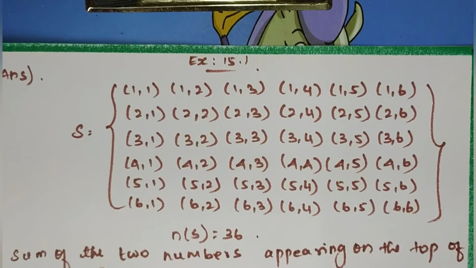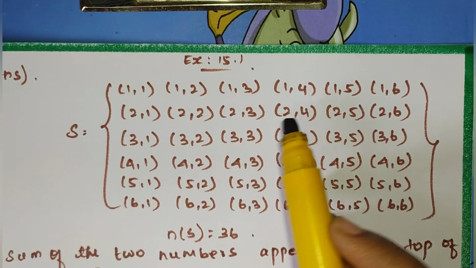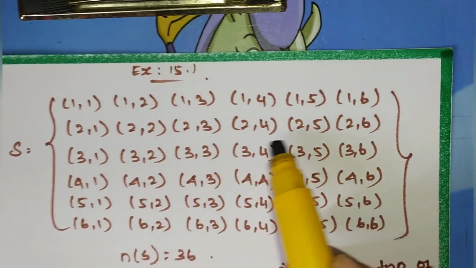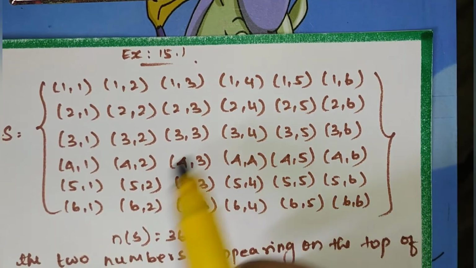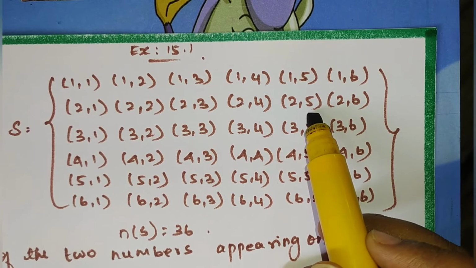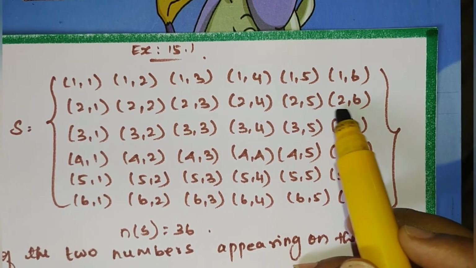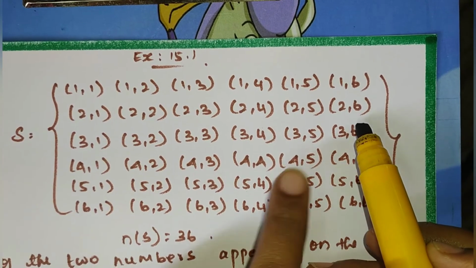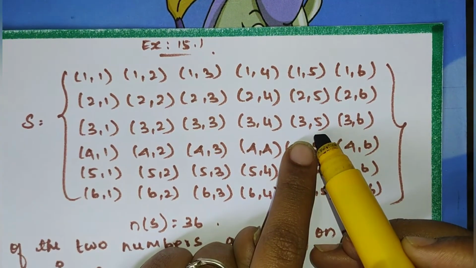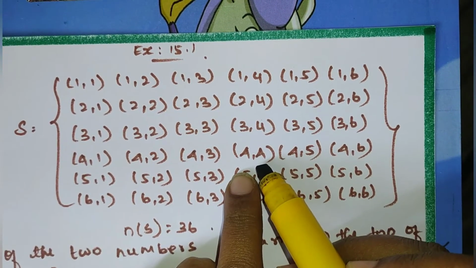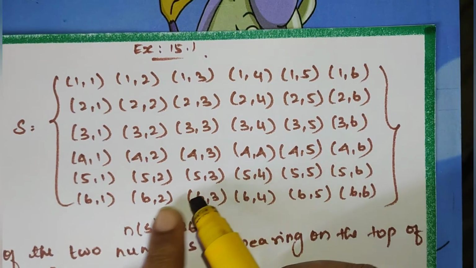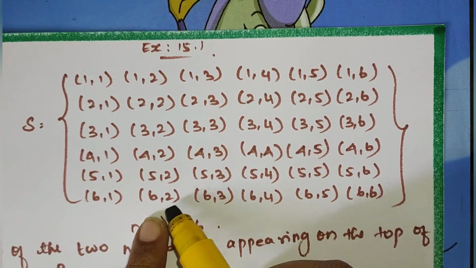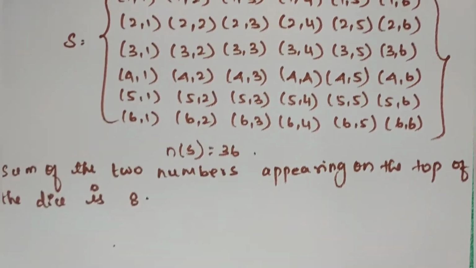You have to add the two numbers, then you have to get 8. So see what numbers we can choose from this. 2 plus 5 is 7. 2 plus 6, then you will get 8. Okay, 2 comma 6, 3 comma 5, 4 comma 4, 5 comma 3 and 6 comma 2. If you add these two numbers, you will get 8.